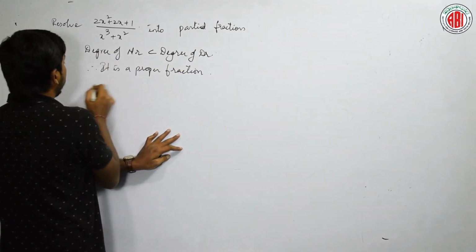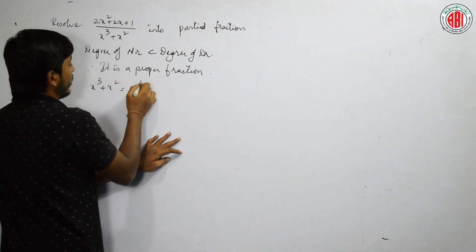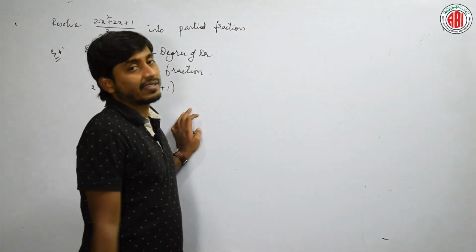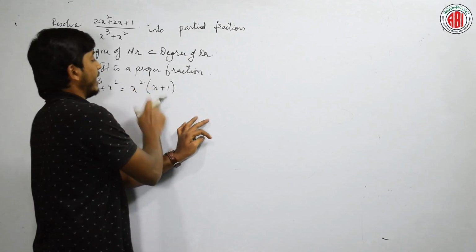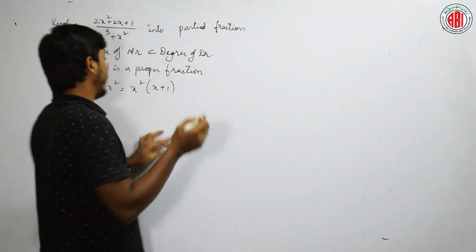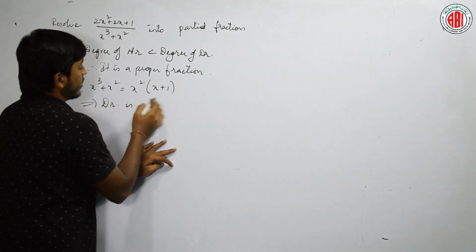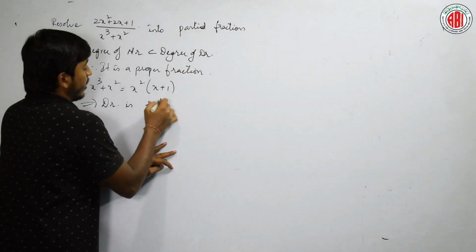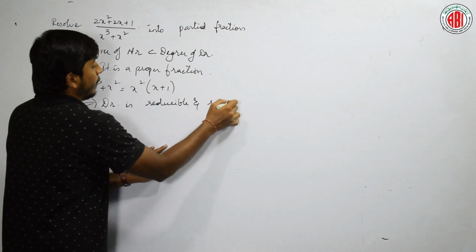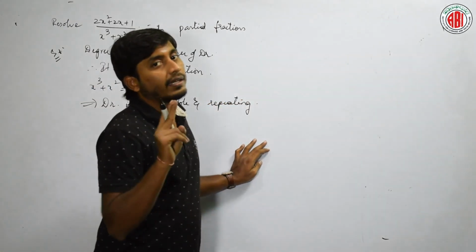And can I write x cube plus x square as, can I take x square common? I will be left with x plus 1. Okay. How many factors are there? x, x, x plus 1. 3 factors. x is repeating 2 times. So, I can write that here the denominator is reducible and repeating. So, we can tell it as type 2 equation.